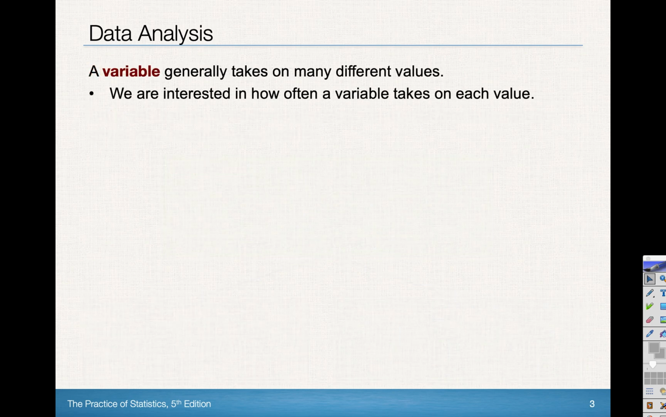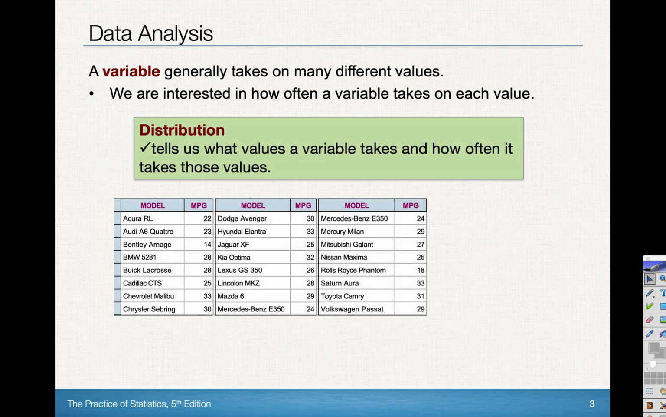So a variable generally takes on many different values. We're often interested in how often a variable takes on each value. We're going to find a way to take our data and make a distribution. Distributions tell us what values a variable takes and how often it takes those values. And there are various types of distribution that we're going to learn. Histograms, there are dot plots.